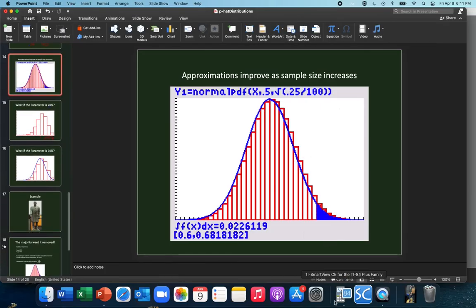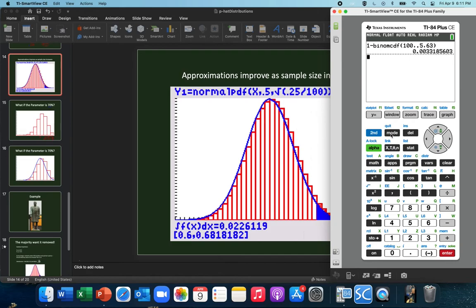And actually, first of all, let me go ahead and use the normal distribution. So normal CDF is how we would do this calculation. Or I picked PDF by accident. I went CDF. Let me try that again here.